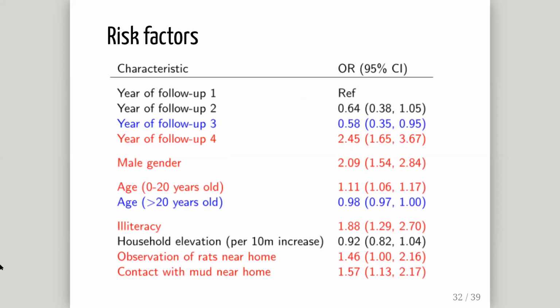And these are the results. We see that the risk of leptospirosis is higher in year 4 compared to year 1, and is lower in year 3 compared to year 1. We also see that risk factors are being male, being illiterate, observing rats near home, and contact with mud near home. And then we see that the risk of leptospirosis increases with age until age 20, and then is more or less constant. And this makes sense because young people have more risk activities, such as being in contact with mud and water that can be contaminated.